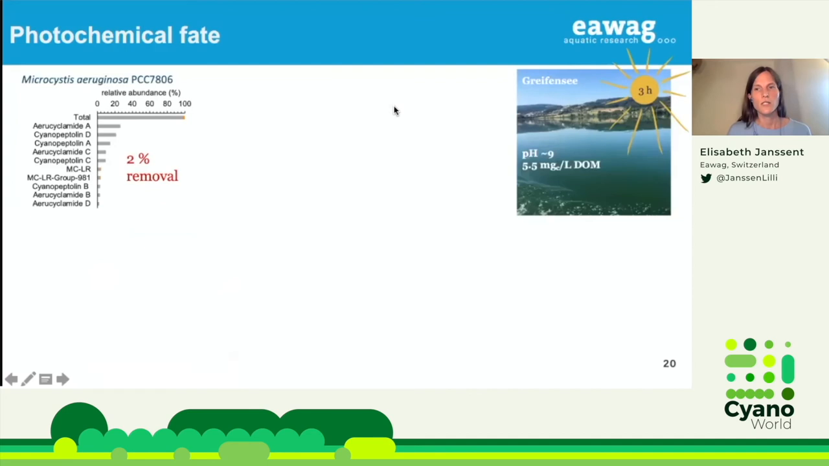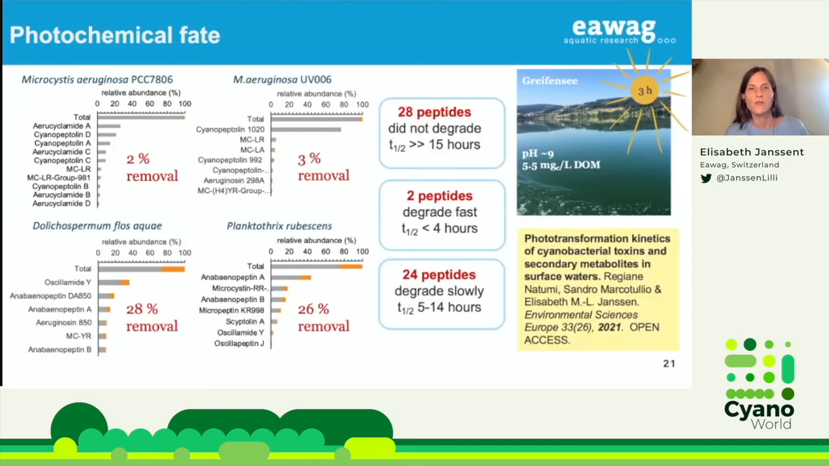Here you can see one data set of one strain, Microcystis aeruginosa. The relative abundance of each peptide, and the top bar is the total 100% abundance of the sum of all the peptides. Here it's a bit hard to see, but this little orange sliver is 2% because this indicates the removal within 3 hours of the total peptide pool. So most of the cyanopeptides in Microcystis aeruginosa were persistent. Here are the results of the other strains: another Microcystis strain, Dolichospermum flos-aquae and Planktothrix rubescens.